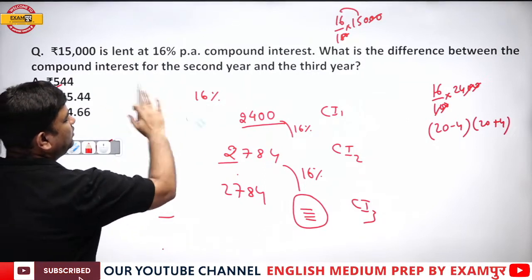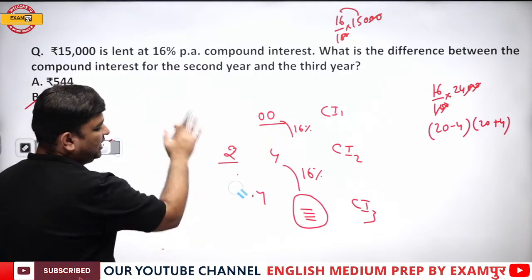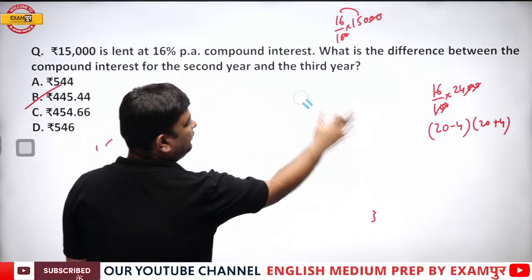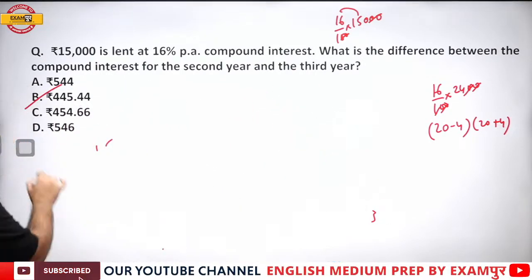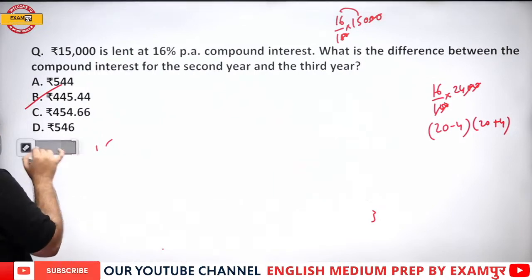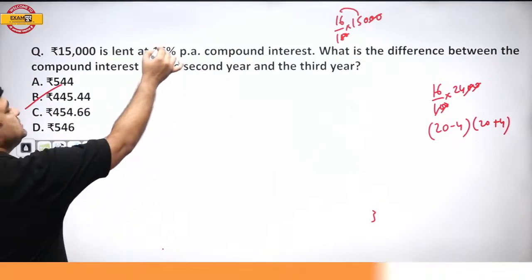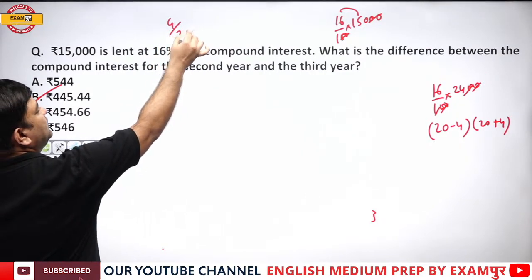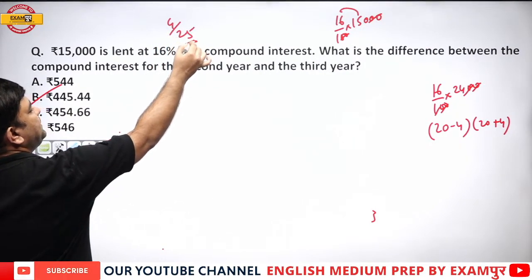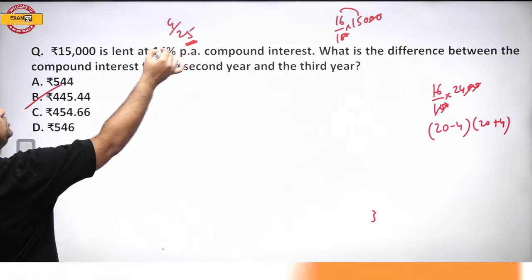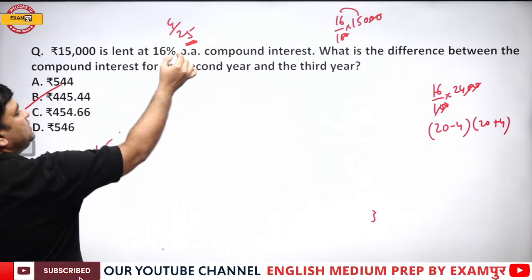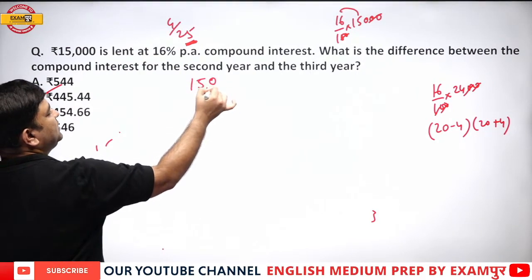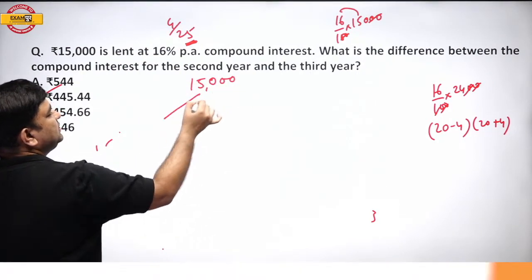Tree starts from rate. Where does it start? It starts from rate. So its fraction is 16 by 100, 4 by 25. Assume principal as 25 cubed. However, take it 15,000 only. I will not assume it.